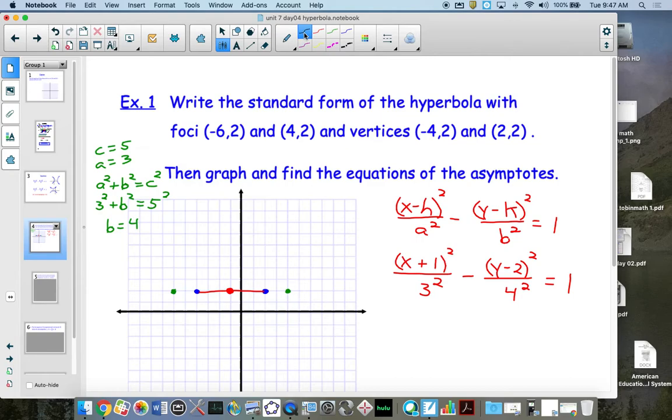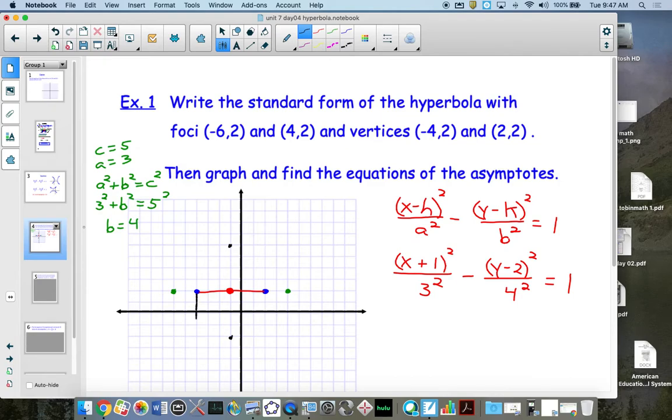So we already have the width of the box. It goes from one vertex to the other, so it's 2a, the length of the transverse axis. And then we need to make the other dimension for the box. In this case, it's going to be vertical, and that needs to be 2b. So that means we're going up 4 units there and down 4 units there.